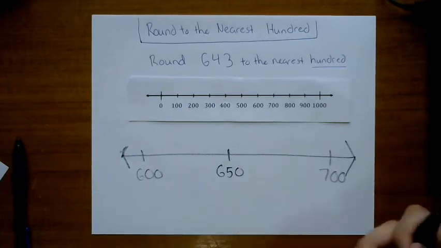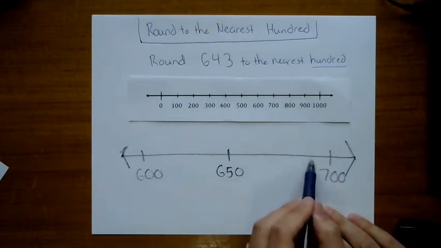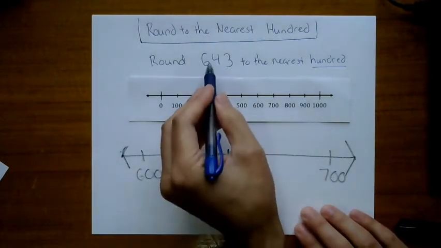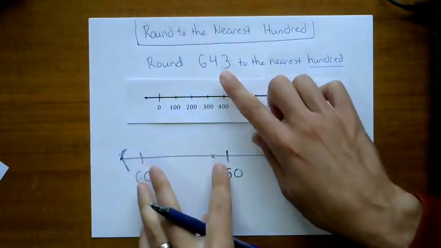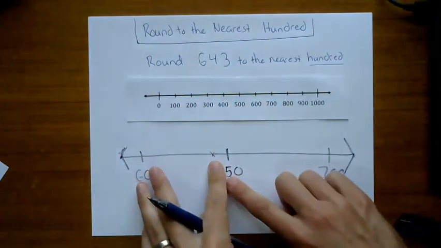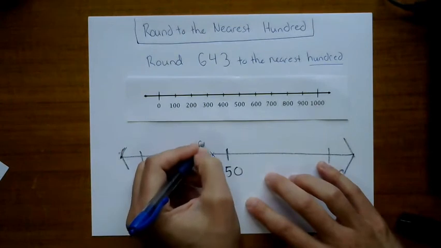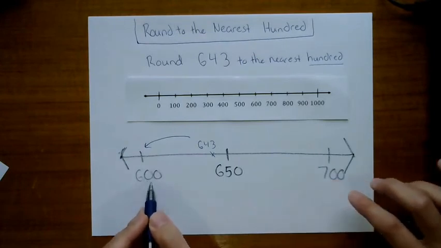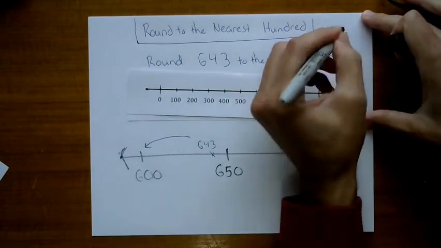Now that we have the midpoint, we know that any numbers less than 650 would round to 600. Any numbers greater than 650 would round to 700. Our number is 643. You can tell that 643 is just a little less because 43 is less than 50, right? We just focus in on the tens digit. 4 is a little less than 5 in the tens place. We were just comparing numbers last week. And so you know that 643 is going to round down to 600 because it's closer to 600 than it is to 700. 643 rounds to 600.